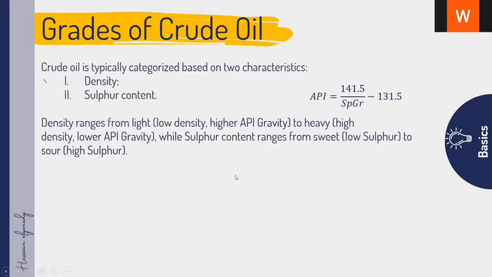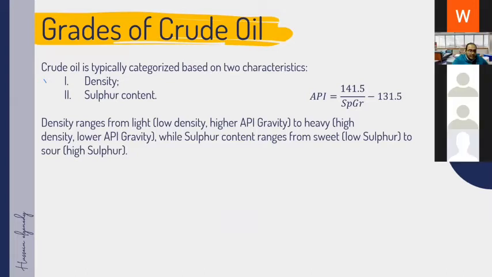The grades of crude oil. The crude oil is categorized based on two things. One is the density, which we refer to here as the API gravity, and there is a formula to calculate the API gravity from the specific gravity of the crude oil. The other is the sulfur content.